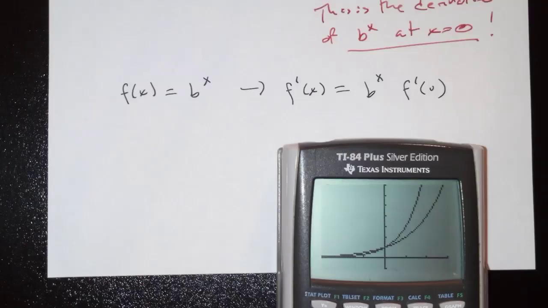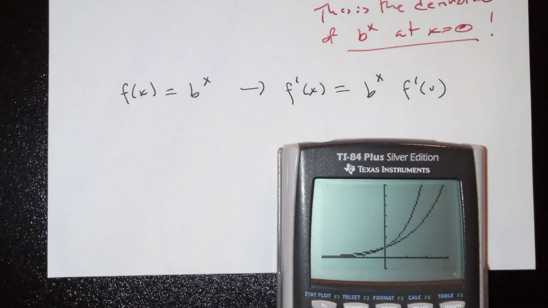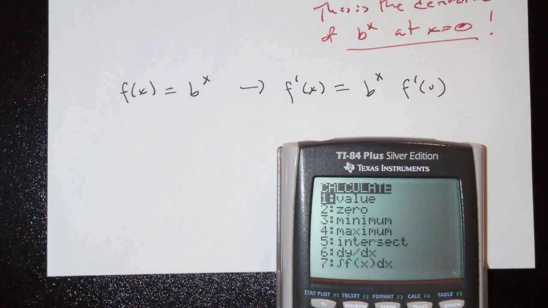In order for me to figure out the derivative of either of these, I need to know the slope of the tangent line. And I need to know it right here at x equals 0. And on both of these graphs, when x equals 0, I get y equals 1. We said that b to the 0 was 1, so we go through 0, 1 on all of these. Now, I can ask my calculator what's the derivative. And the calculator will do a table, and it'll zoom in and it'll tell me the derivative. Second, calculate. Option number 6 says do a derivative.